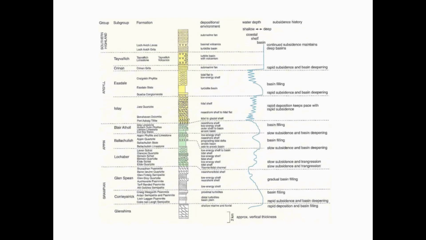The Port Askaig Formation is roughly in the middle here. The right-hand side shows a schematic curve of water depth, not particularly well defined below the Port Askaig Formation, but above you can see there are two very pronounced shifts to the right, which indicate very rapid basin deepening, presumably a consequence of very major crustal extension and faulting. You get a general picture that the extension, the subsidence, the faulting got more severe as we go up through the Dalradian.